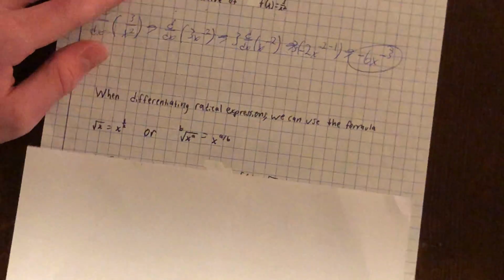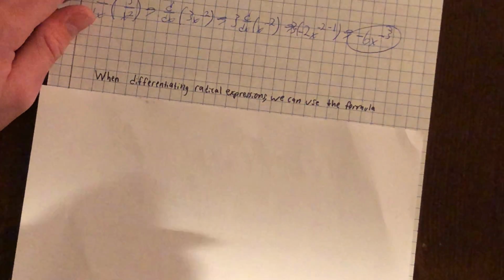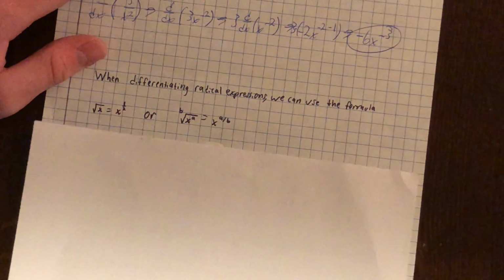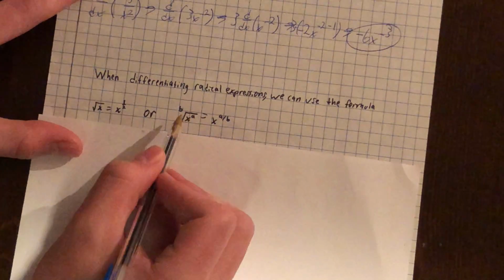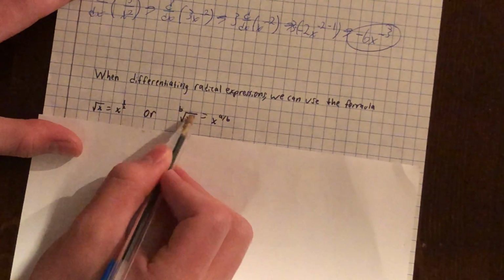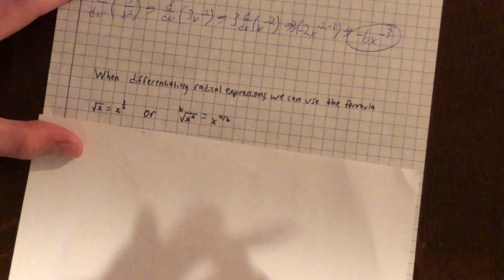Alright, moving on to the last part. When we differentiate radical expressions, we can use this formula. The square root of x equals x to the power of 1 over 2. Or there's this formula in case it's not the square root. Whatever root it is, x to whatever power, that equals x to the a over b. So b's here and a's here.